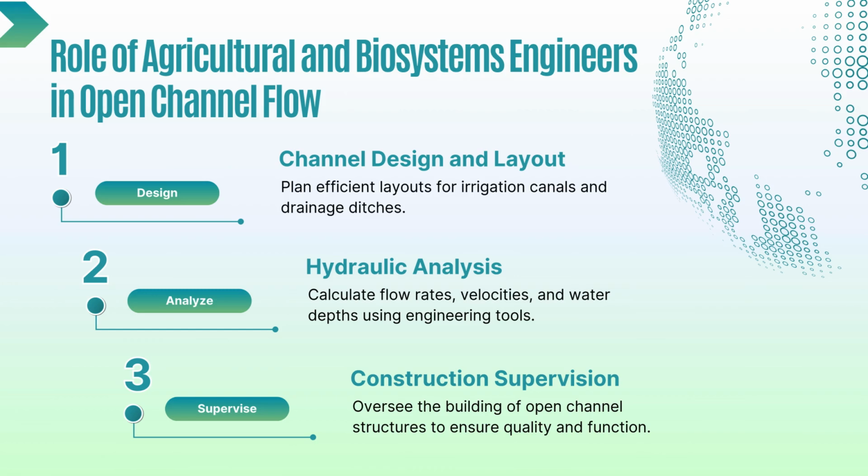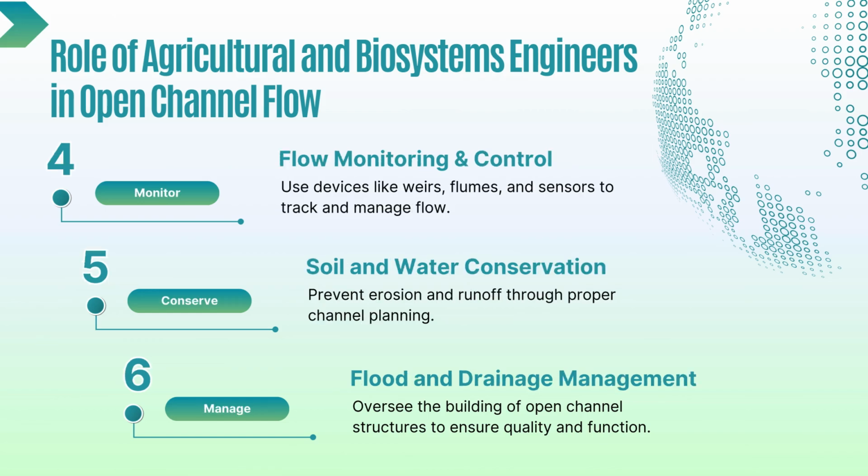3. Construction supervision. Once a channel is designed, ABES supervise its construction. They make sure the canal's slope, lining, and width follow the plan. For example, when a diversion canal is built in an upland vegetable farm, the engineer ensures it can handle the maximum flow during the rainy season without breaching. 4. Flow monitoring and control. ABES install and maintain devices such as partial flumes and V-notch weirs to measure the flow rate accurately. In irrigation systems like those in the National Irrigation Administration (NIA) projects, these tools help monitor water delivered to various farms, ensuring fair distribution.